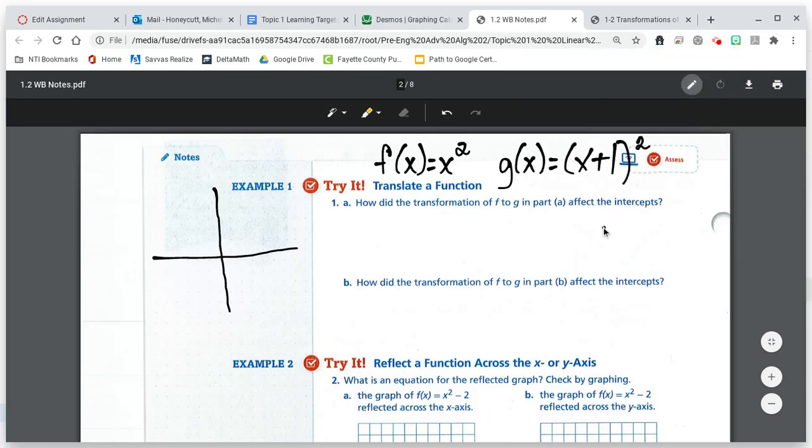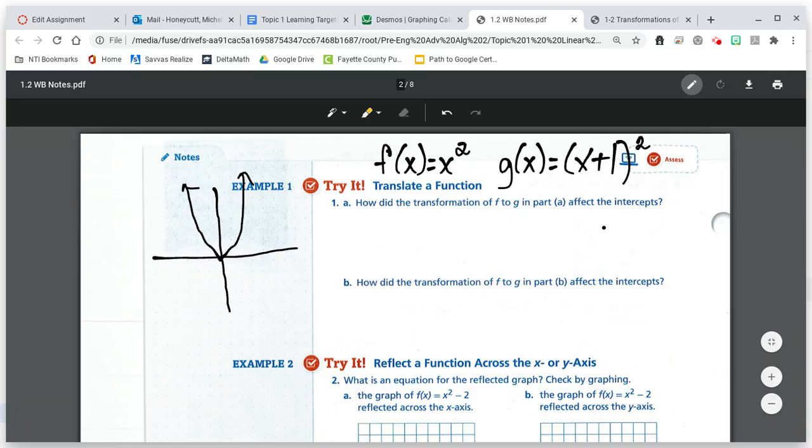So example 1 in your notes is missing a picture. It's asking, example 1A, how did the transformation of f to g in part A affect the intercept? Okay, so here's some information you don't know. f of x equals x squared. So that is my parent function, a parabola that has a vertex of 0, 0. So I'm just going to sketch that in right here.